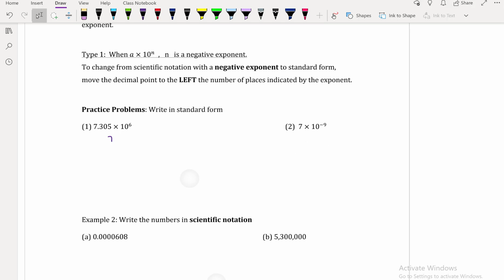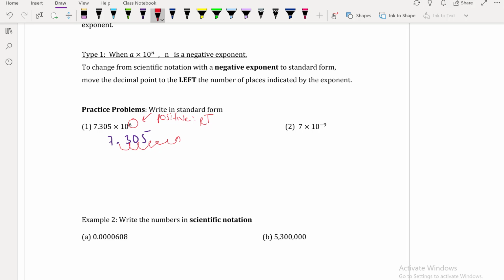So right now I have 7.305. Notice how that 6 is positive. So since that exponent is positive, I'm going to move it to the right. And I'm going to move it 6 spaces. So 1, 2, 3, 4, 5, 6.